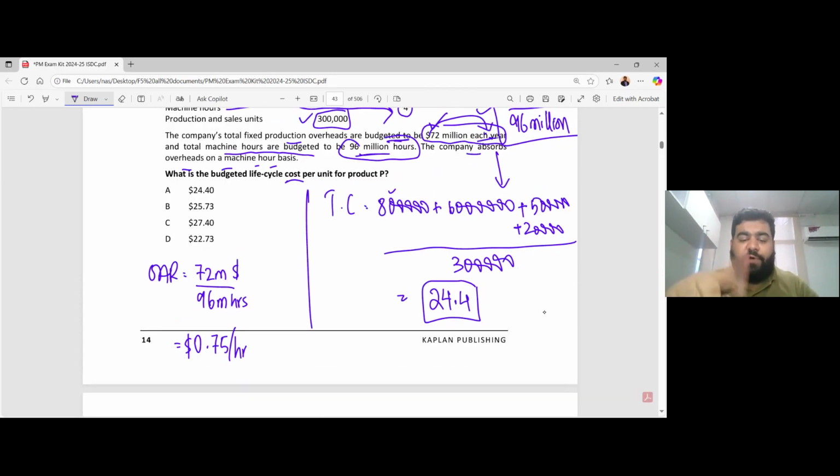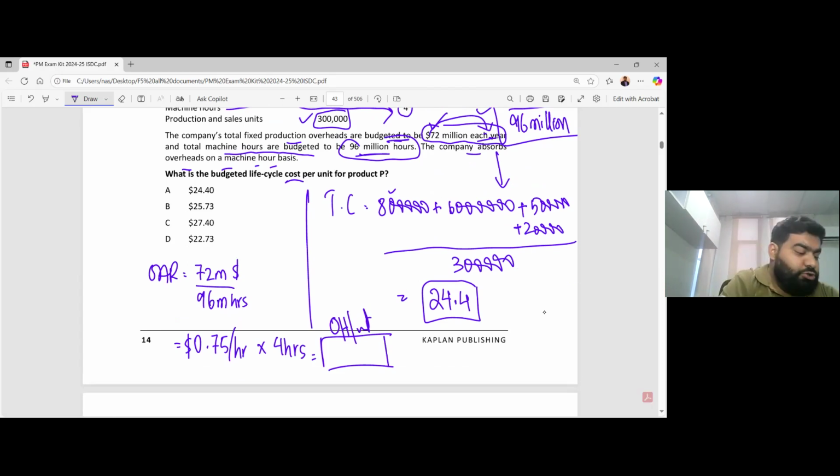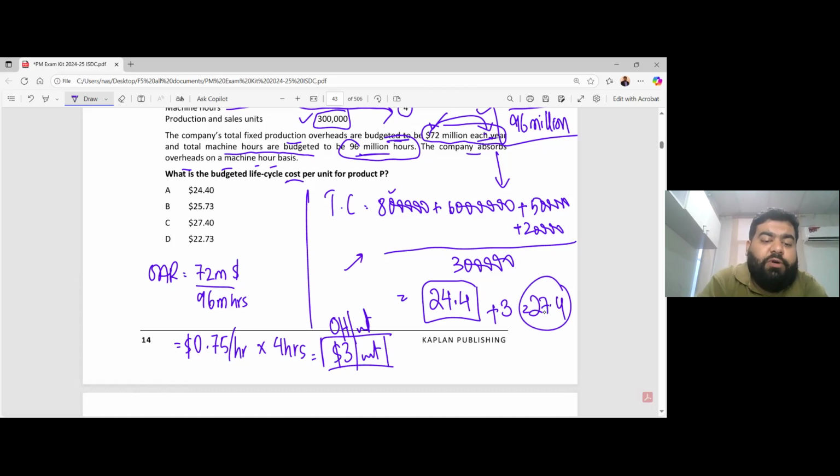If one unit takes 4 hours, you multiply the per hour rate by 4 hours, so you can calculate overheads per unit as well. So 0.75 into 4 is 3. You come to know from here that overhead is 3 per unit according to the life cycle. But obviously, we can't calculate directly from here because total cost was not given for overhead; per year was given. So we have calculated per unit overhead, and we just add this 3 here, and the answer will be 27.4.